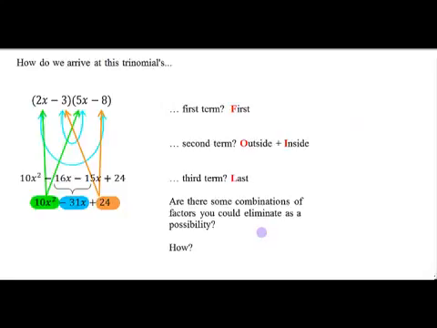How do we arrive at this trinomial's first term? Again, the first term comes from multiplying the first. The second term from the outside and then the inside, and then add them together. And then the last from multiplying those. So are there some combinations of factors that we could eliminate as a possibility? Apparently we're splitting 10x squared up as 2x and 5x. What if we had split it up instead as x and 10x? That would give us a 10x squared also, wouldn't it?